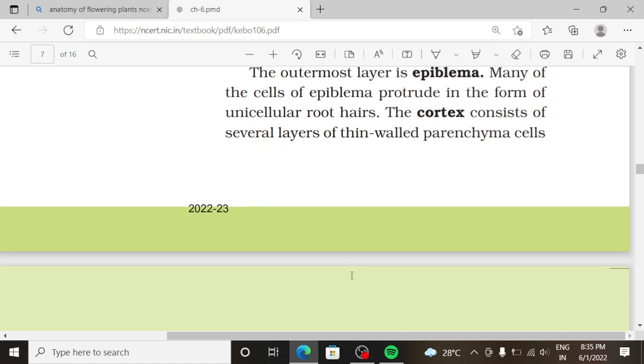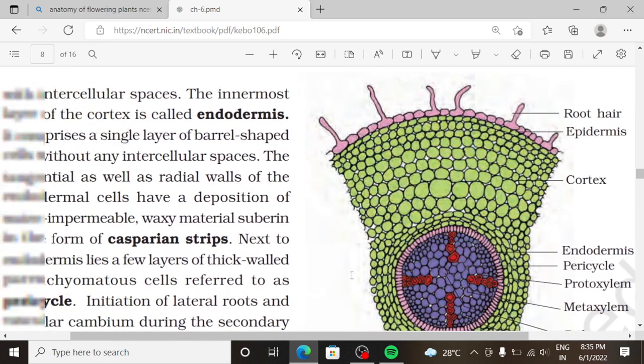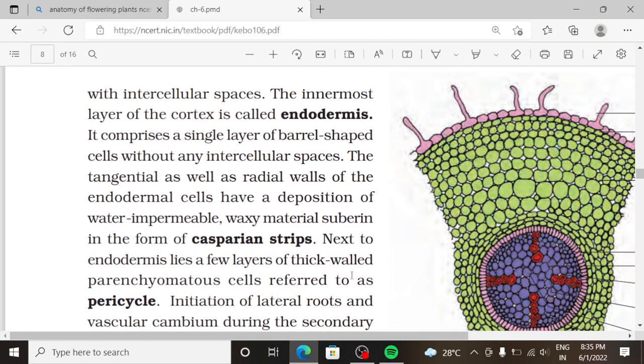The cortex consists of several layers of thin-walled parenchyma cells with intercellular spaces. The innermost layer of the cortex is called the endodermis. It comprises a single layer of barrel-shaped cells without any intercellular spaces. The tangential as well as radial walls of the endodermal cells have a deposition of water-impermeable waxy material suberin in the form of Casparian strips.